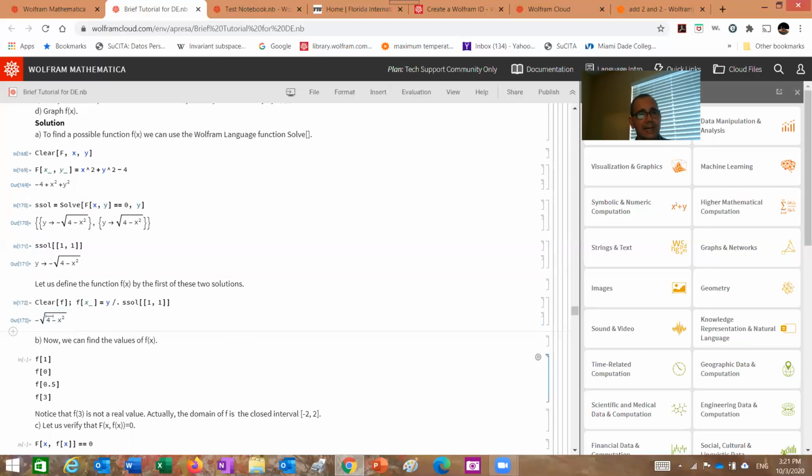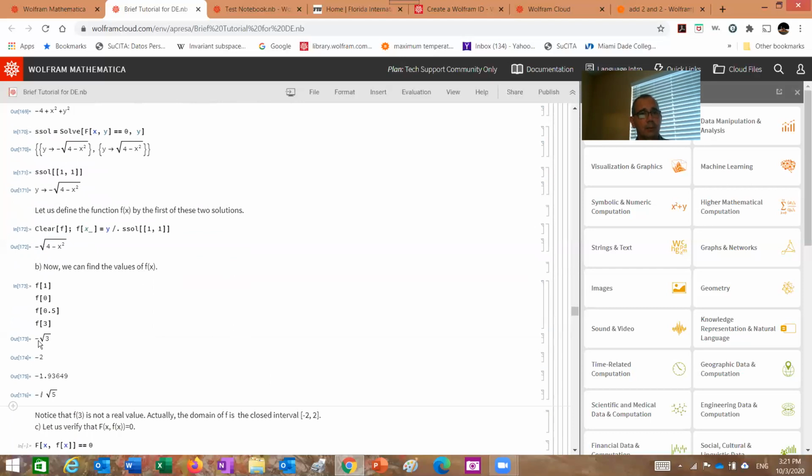Now you can evaluate that. This is a possible solution of that implicit equation. Now, if you want to find some values of f of x given by that equation, you can check it by doing, let's say, f of 1, f of 0, f of 0.5, f of 3. When you press Enter here, you get what? f of 1 is what? f of 1 is minus the square root of 3.